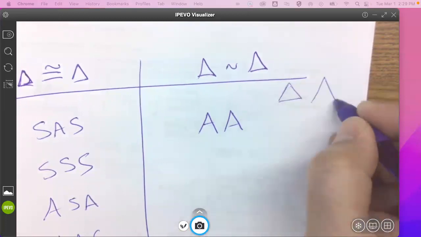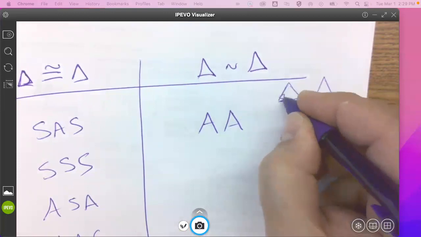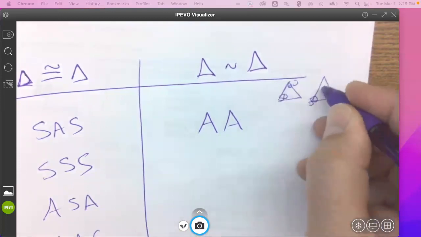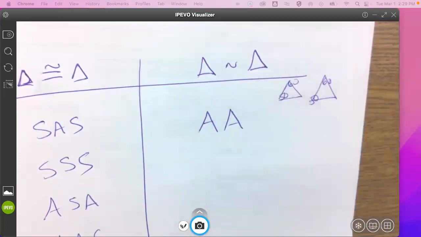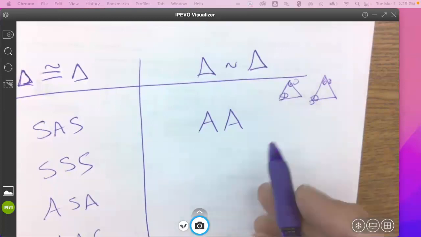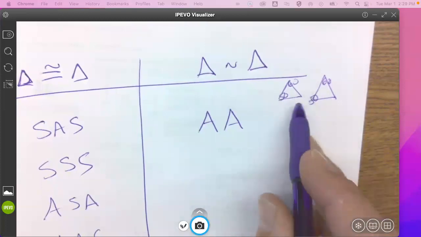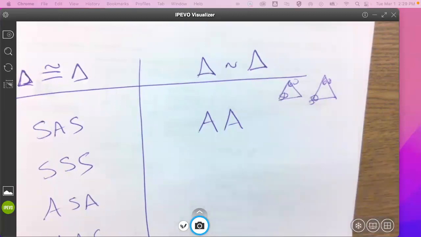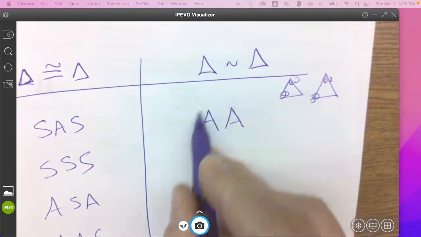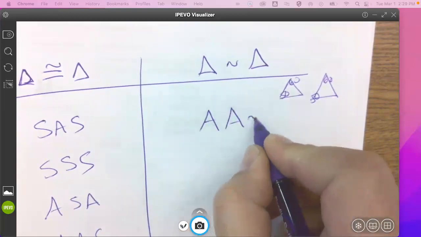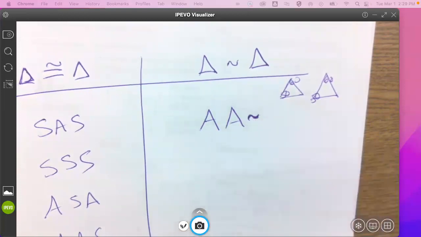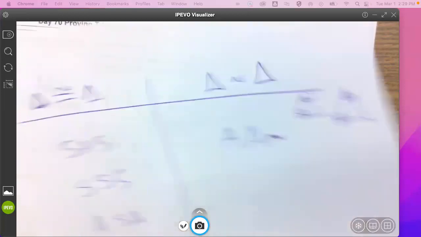If I've got two triangles, and I know that this one's got a 50 and a 60, and this one's got a 50 and a 60, isn't that enough to know that the third angle is the same as well? Yeah, you might remember from our triangle angle sum theorem, we actually had a corollary to it that said if two angles of one triangle are congruent to two angles of another, then the third angles must also be congruent. So we really only need two angles to be congruent, and that would give us similarity. So for today, let's start with that.